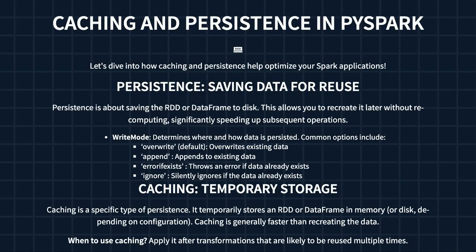Okay, let's talk about caching and persistence in PySpark. Persistence is essentially saving your data in an RDD or data frame to disk so you don't have to recompute it every time you need it. It's like creating a snapshot. There are different write modes you can use to control how the data is saved, like overwriting existing data or appending new data. Now, caching is a specific type of persistence that stores your data in memory for faster access.